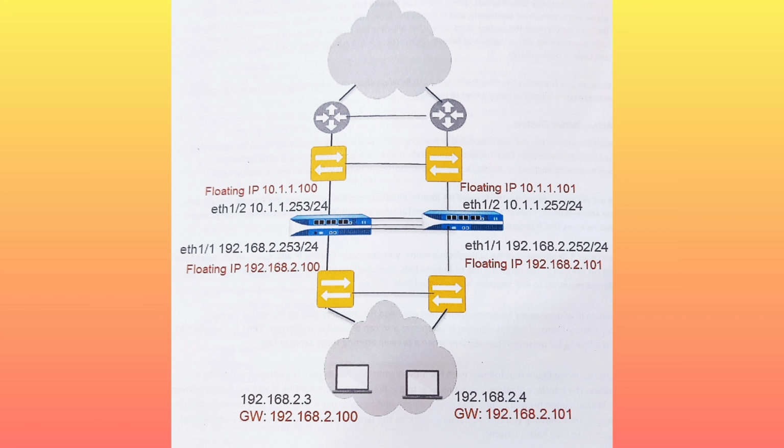Let's understand active/passive clusters. Active/passive HA is usually the recommended deployment method. One firewall actively manages traffic while the other is synchronized and ready to transition to the active state if a failover or failure occurs.